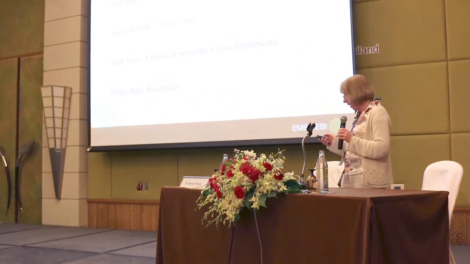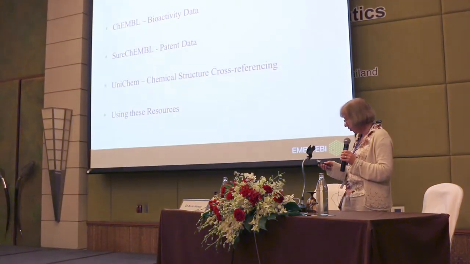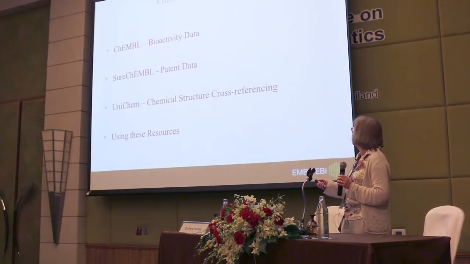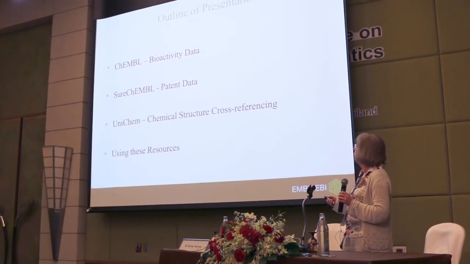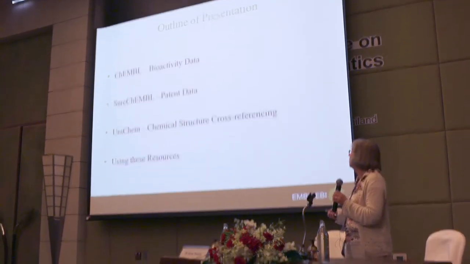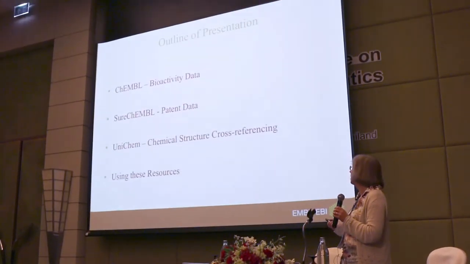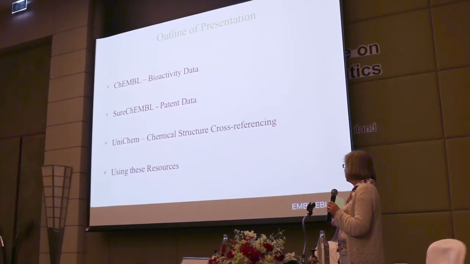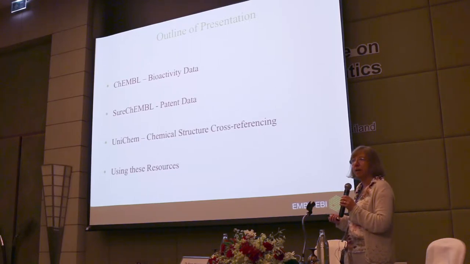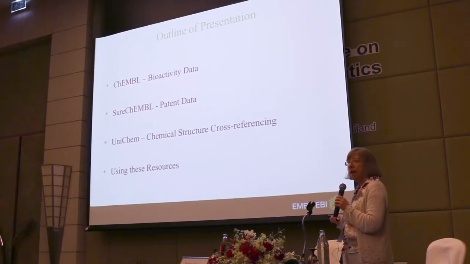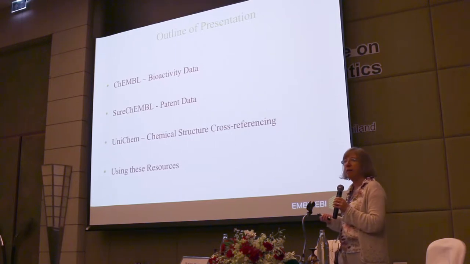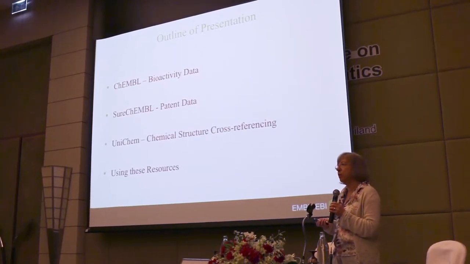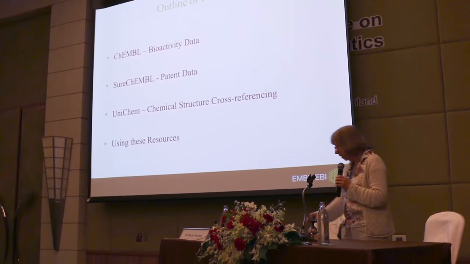So yeah, I wanted to talk today really about some of the resources that we have at EBI in our ChEMBL group. And I'm going to focus really on two very different databases that we have, that have bioactivity data and patent data. And I'm going to talk about UniChem, which is a way that we can use to actually link compounds between these two databases. And I really wanted to highlight this by giving you some examples of the sorts of things that one can do with this sort of data.